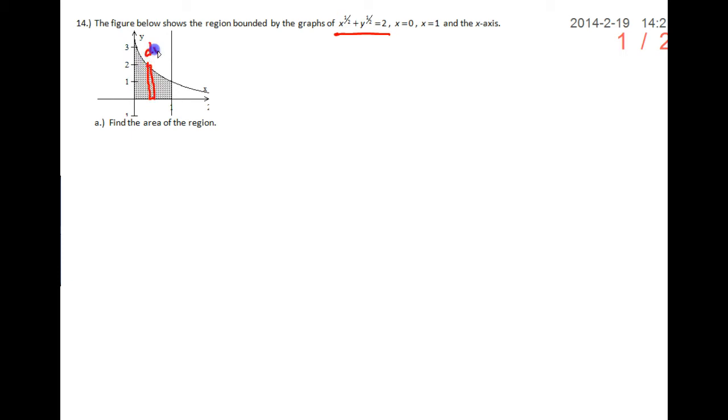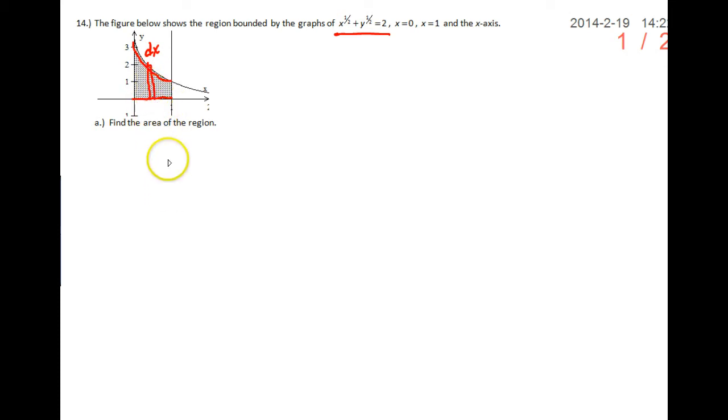Why would we want to use a dx? Because the upper boundary of the region is always the curve and the lower boundary is always the x-axis. However, if you chose to use a dy, you would have two different regions where you would have to do two different integrals. So I would recommend using a dx. Alright, so first, area of the region.